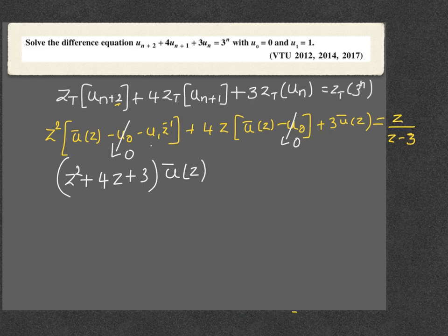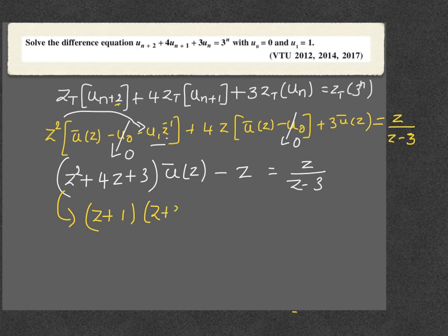And u1 is 1, we have here u1, and multiplying this by z square, we get minus z. Z square divided by z. So this we have z power minus 1, and we write the remaining z by z minus 3 on the right. So then this z square plus 4z plus 3 can be written as z plus 1 into z plus 3.